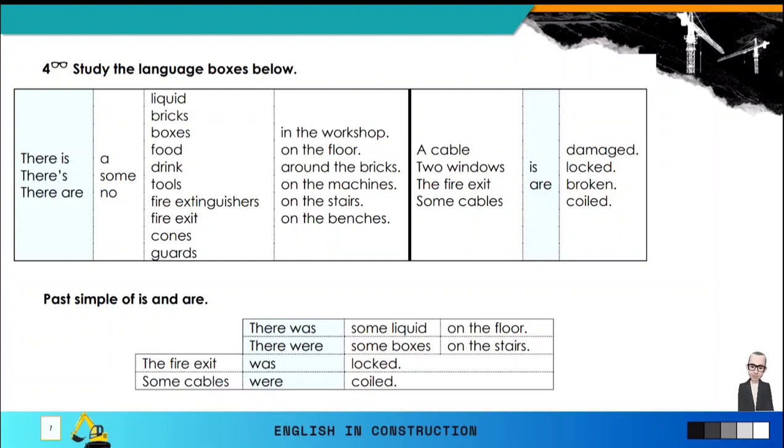Okay, so these will be also types of sentences that you can use, as well as the past simple of these sentences. So instead of there is, we will use there was or there were. Okay, and the fire exit is becomes the fire exit was, and some cables were. So you'll see the examples here at the bottom of your screen. There was some liquid on the floor, there were some boxes on the stairs, as well as the fire exit was locked, and some cables were coiled.